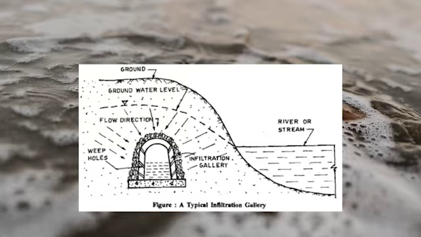Here the picture is shown for the infiltration galleries. Here on one side the river or stream is available, and there is the ground level, and the groundwater table is shown in that picture. So the infiltration galleries are constructed, and in that case water flows in that way. There are holes available, and in that way water flows into that gallery.